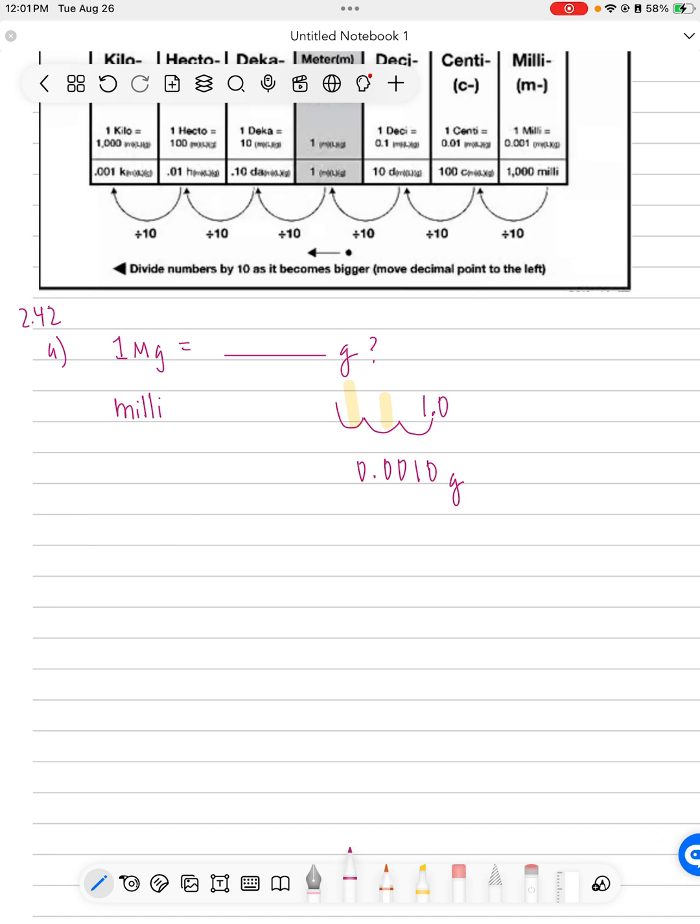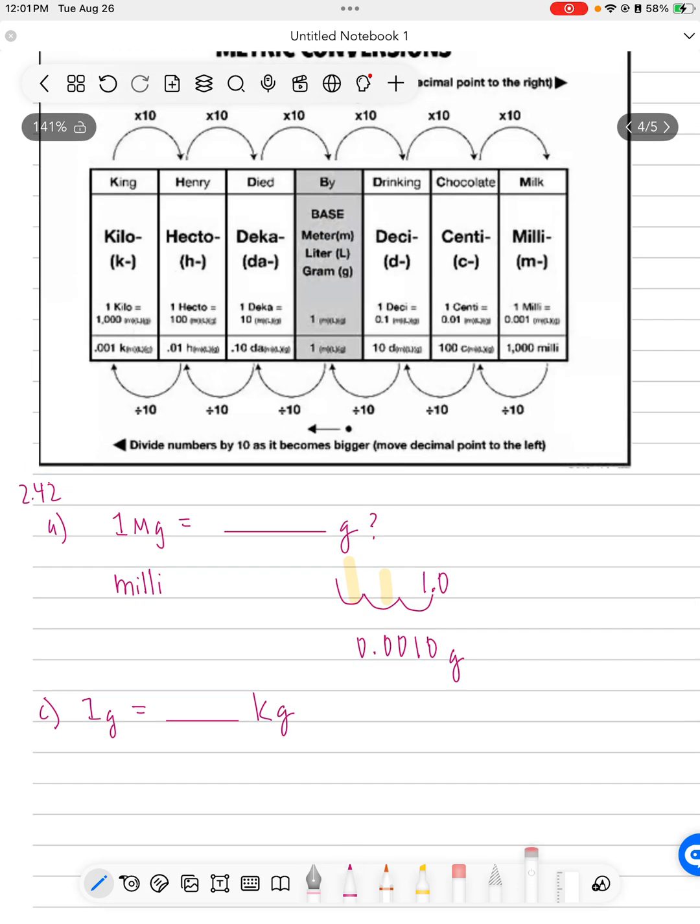So we're going to go from 1 gram. Is how many kilograms? All right. So 1 gram is our base, right? Gram is a base. It doesn't have a prefix like deca, hecto, centi. So this is our base. So we want to find our base. Here's our base. We want to go to kilograms, which is the king portion of King Henry died by drinking chocolate milk. King. Kilo. So if we're starting at our base, we're going to go to the left 1, 2, 3.